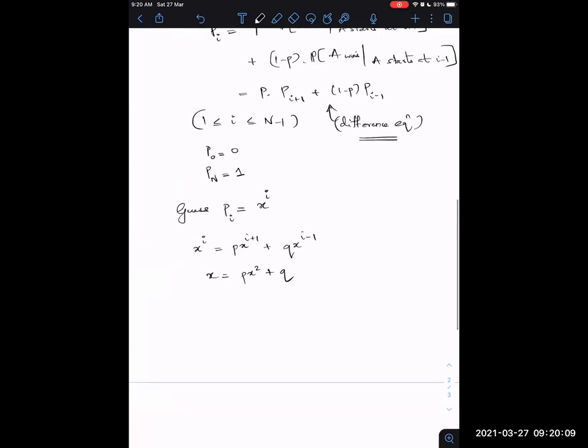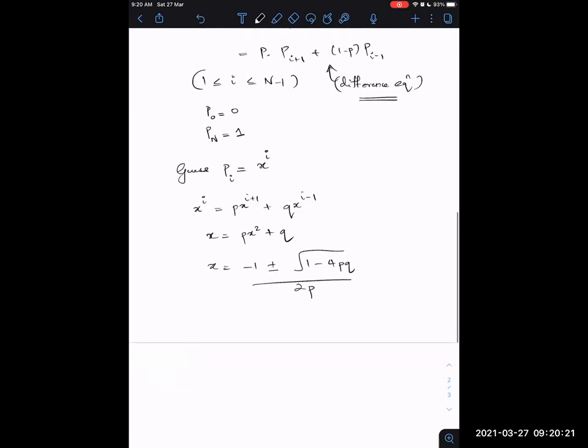Now this is just a quadratic equation, so you just apply minus b plus or minus the root of b squared minus 4ac, over 2a. Everything clear till now? This is just solving a quadratic equation. Is this clear till now? Yes. Okay.